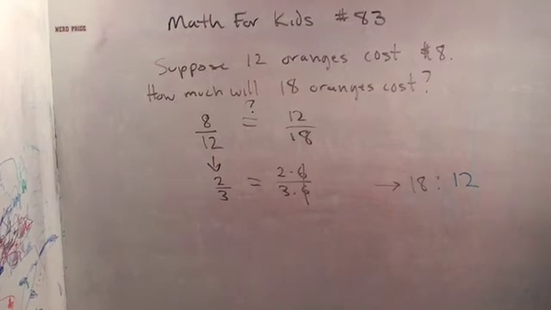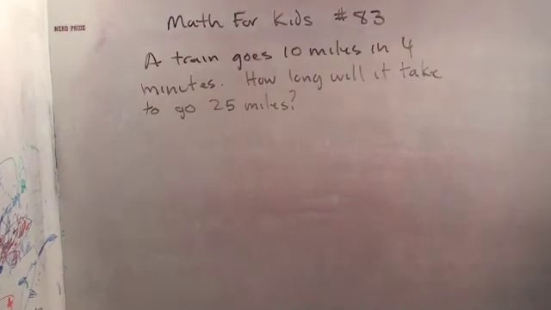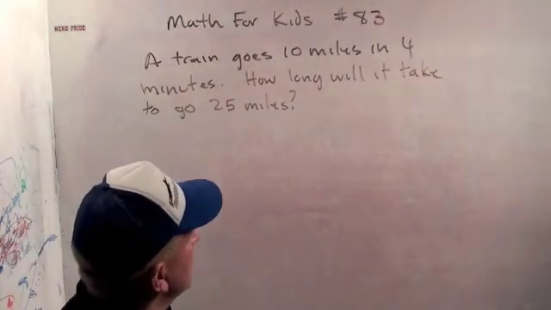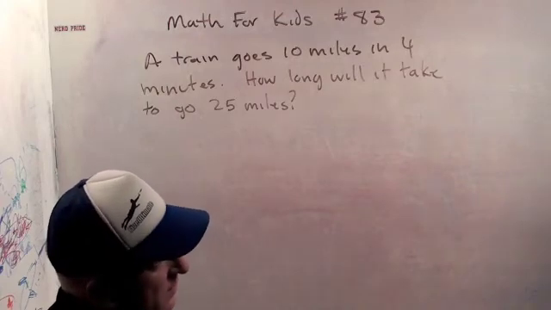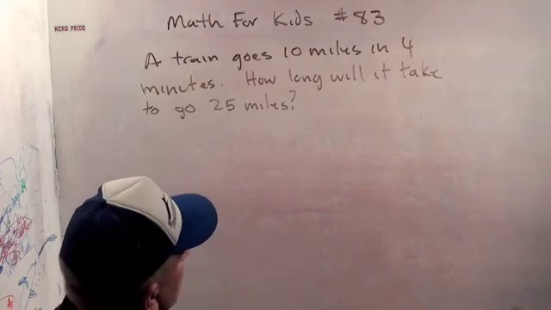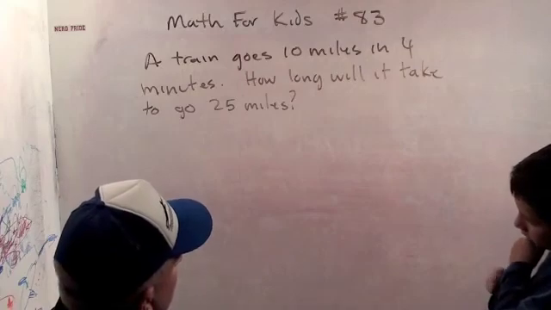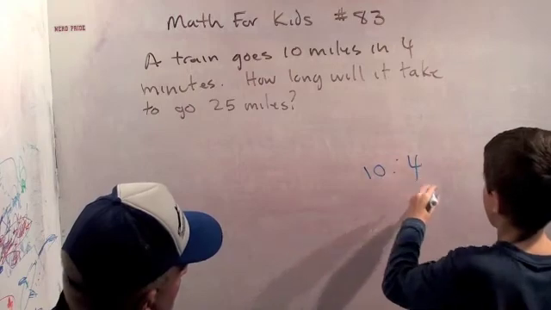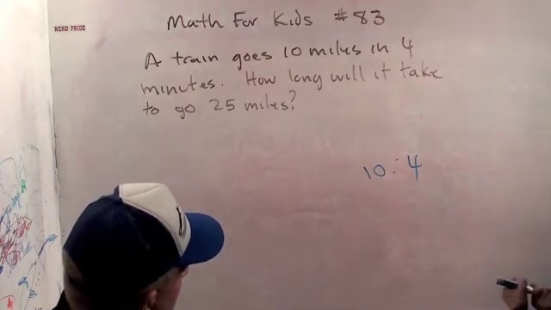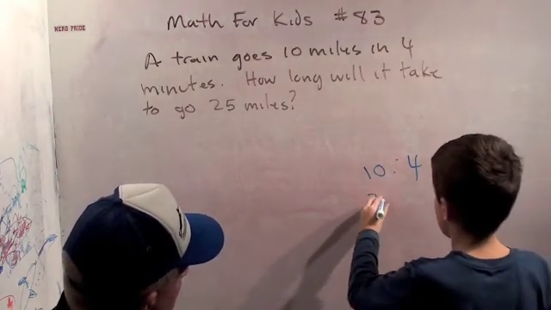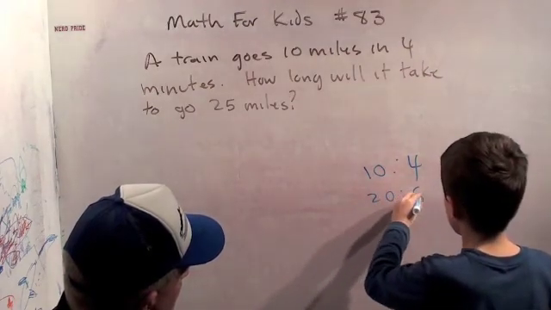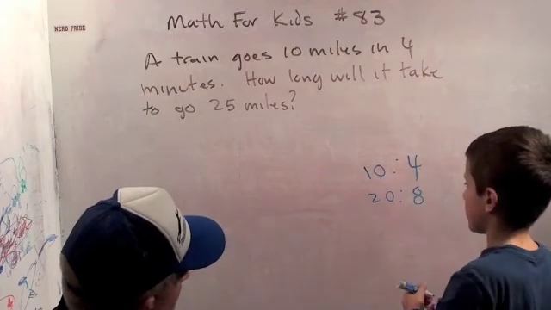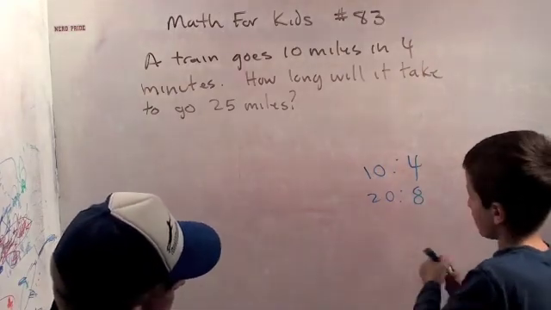Alright, one last problem. The train goes 10 miles in 4 minutes. Assuming it keeps going the same speed, how long is it going to take to go 25 miles? Okay, ready for this one? Yeah. Well, it's 10 miles for every 4 minutes. So, multiply everything by 2: 20 miles for every 8 minutes. Well, if you divide this by 2, you get 5 miles for every 2 minutes.